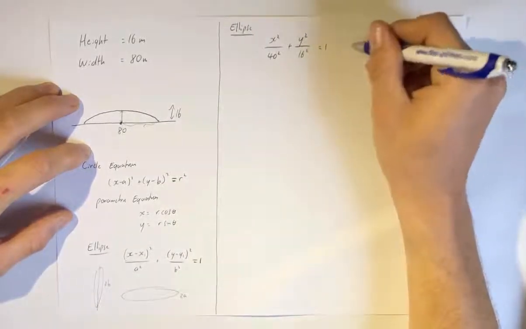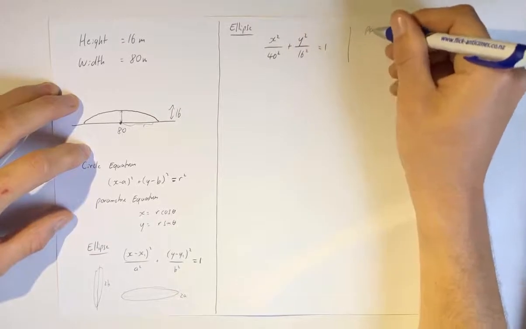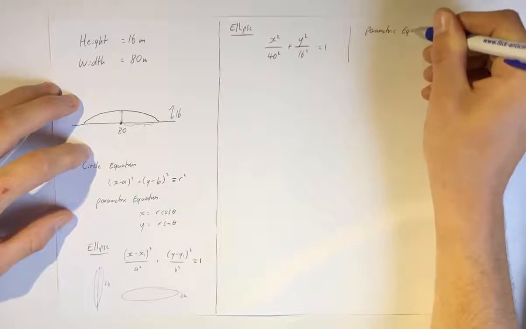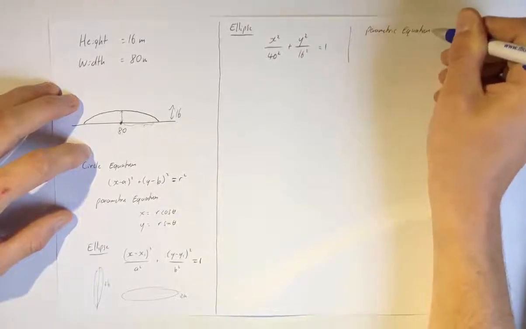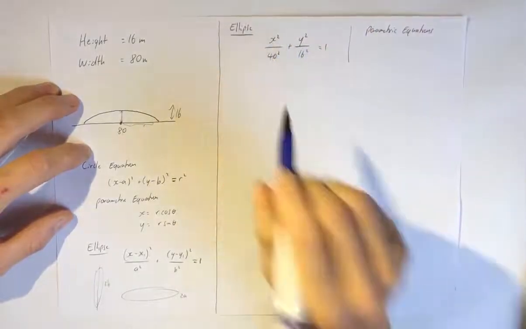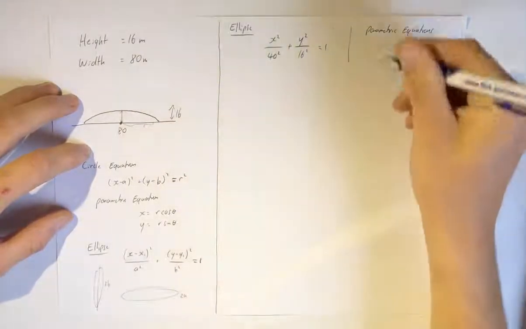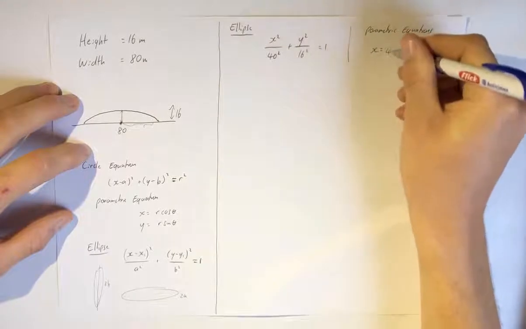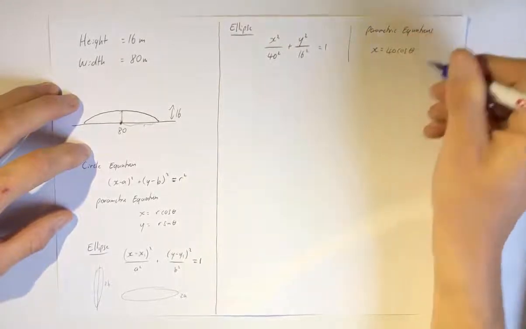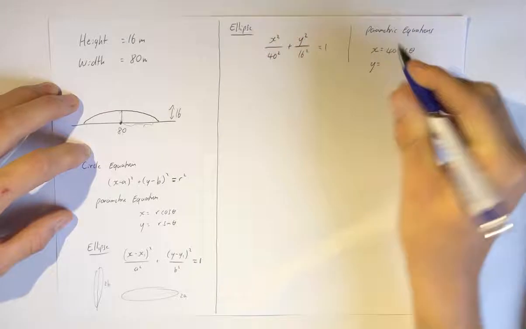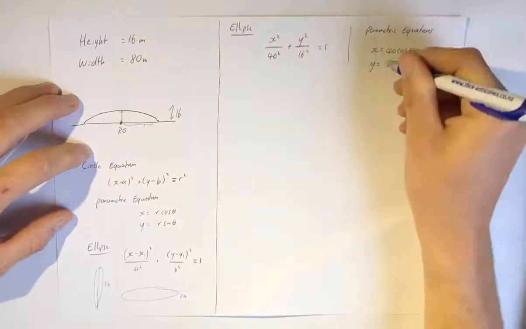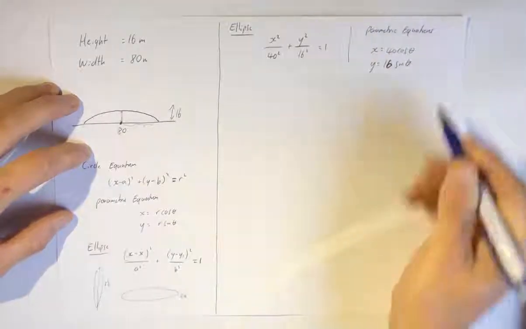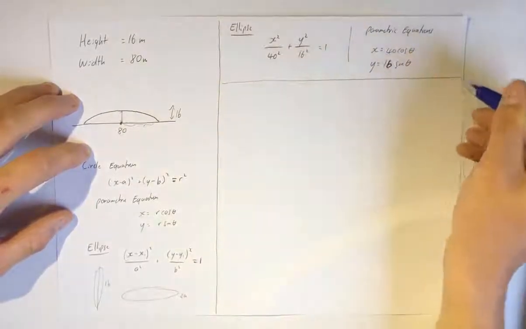You just need to also write down your parametric equations. Parametric equations are writing this not with respect to 2 variables, but with respect to 1 and maybe some constants. You're going to get x = a cos θ, so 40 cos θ, and y = b sin θ, so 16 sin θ. And there you have it. You're pretty much at achieved.